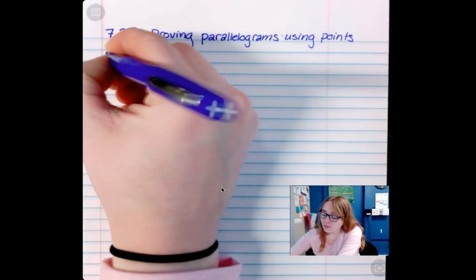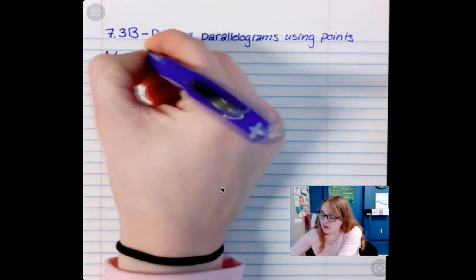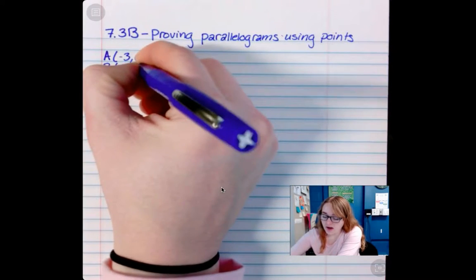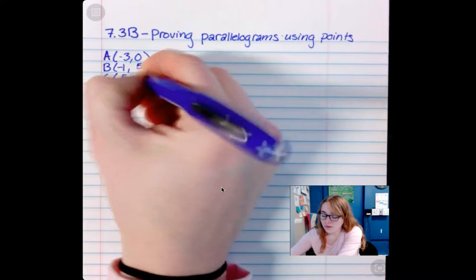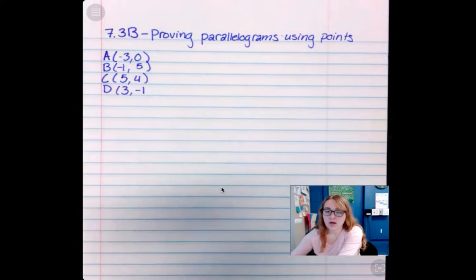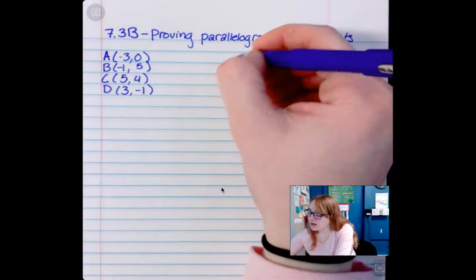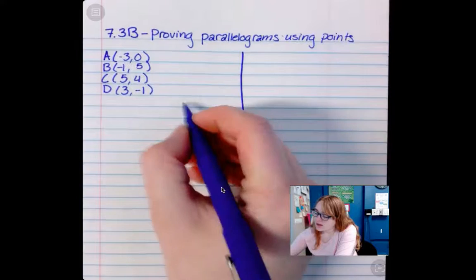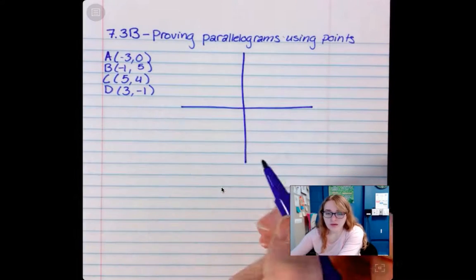We are going to have 4 points. Point A is at -3, 0. Point B is at -1, 5. Point C is at 5, 4. And point D is at 3, -1. So we're going to go ahead and plot these on a coordinate plane, and we're just going to go ahead and draw that, and that looks like a big old plus sign. Okay, and then we're going to go ahead and plot these.